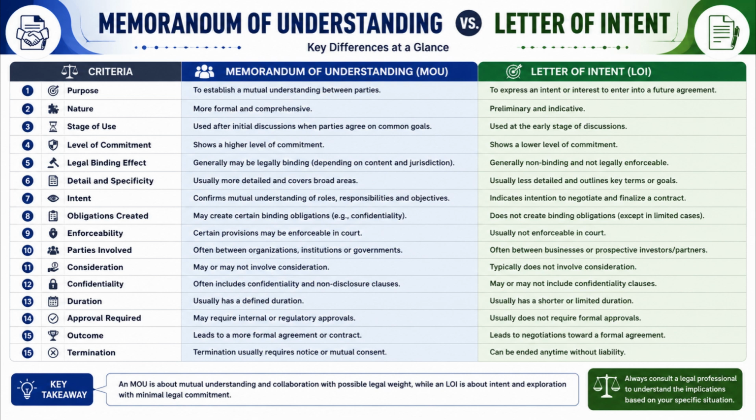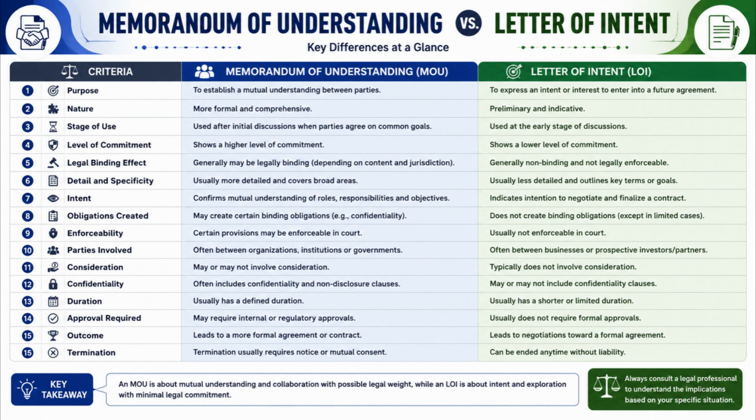In this video, we will discuss the differences between a Memorandum of Understanding, commonly known as an MOU, and a Letter of Intent, commonly known as an LI. Both documents are commonly used in business, legal, commercial, and partnership discussions before entering into formal agreements. Although they may appear similar, they differ significantly in purpose, commitment level, legal effect, and practical application. Let us explore these differences one by one.